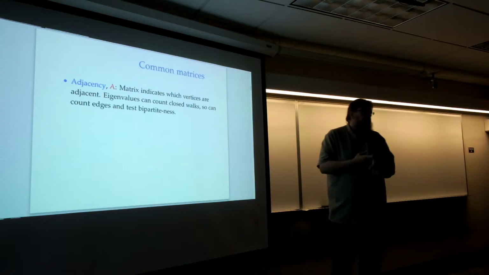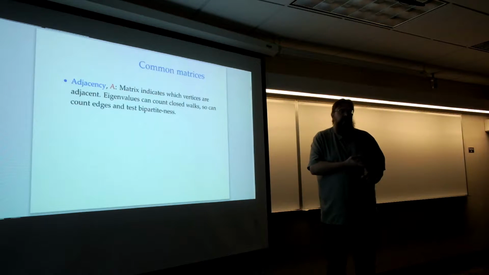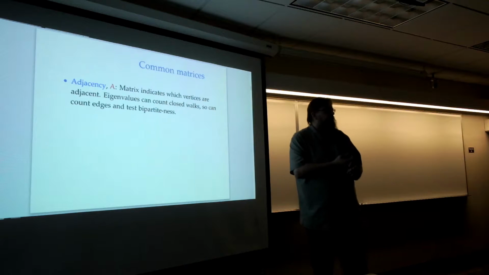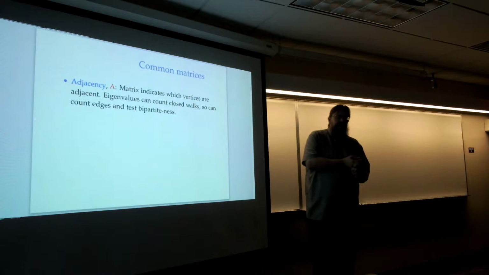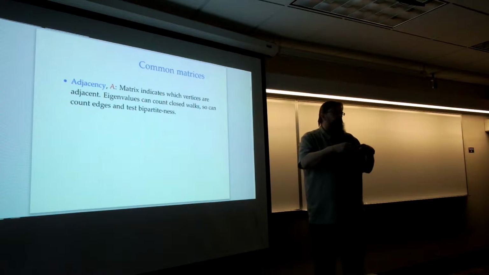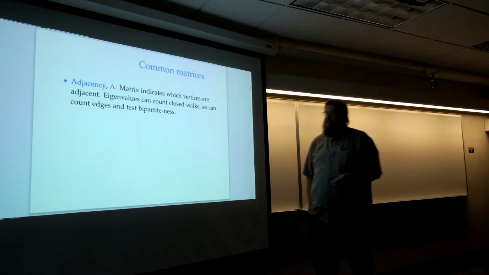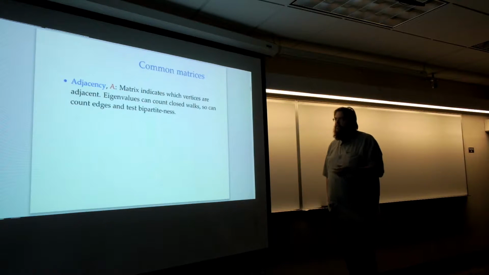So for example, edges correspond to closed walks of length 2, so I can tell how many edges you have. I can tell whether or not a graph is bipartite, because there's a theorem that says a graph is bipartite if and only if there are no closed walks of odd length. So I can tell a lot of information about the graph by looking at the eigenvalues. Not everything, but some things.